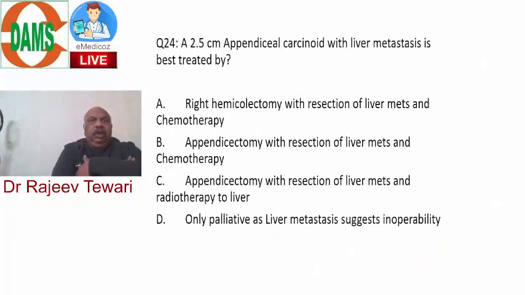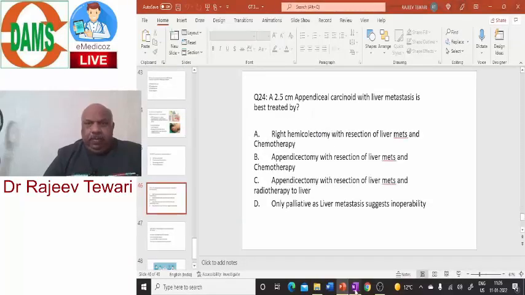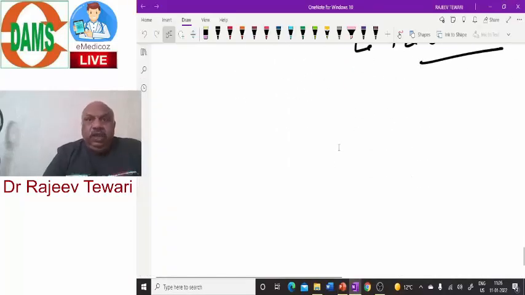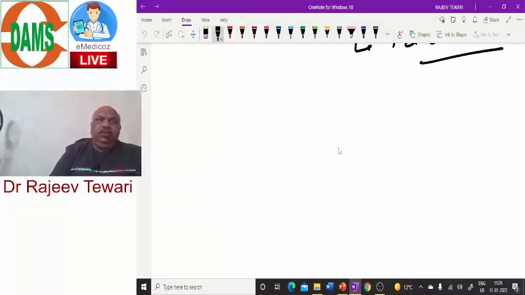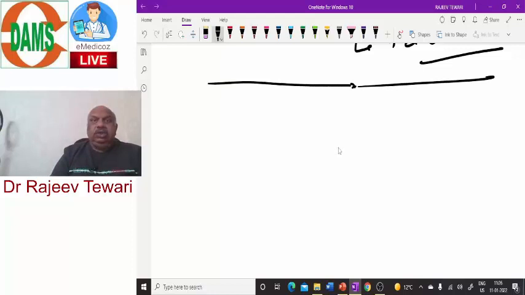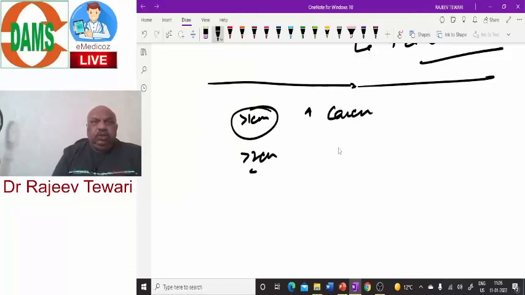A 2.5 centimeter appendiceal carcinoid with liver metastasis is best treated by? You see, carcinoid, the treatment is surgery. The octreotide we give for symptomatic relief only. Octreotide or lanreotide. Streptozotocin with 5-FU or adriamycin is chemotherapy, but the main treatment is surgery. Any carcinoid which is more than 1 centimeter has a high risk of cancer. Any carcinoid which is more than 2 centimeter is cancer and should be treated like a cancer, and then you do radical surgery.